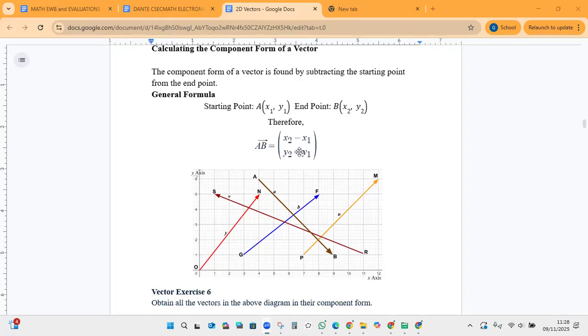So that's what it means to subtract the starting point from the end point. Here's the starting point and you're subtracting it from the end point: x2 minus x1, x1 from x2. You're taking away x1 from x2, and taking away y1 from y2. So simply x2 minus x1, y2 minus y1. Let's do that for vector AB.